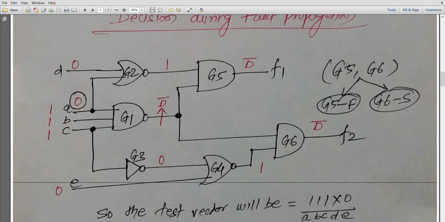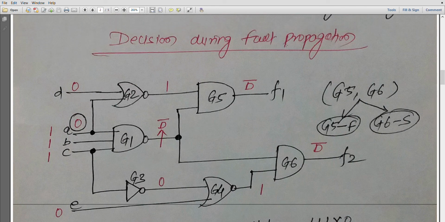So we tested for G5 and G6, and we found that G5 is the failure case. It is not giving me the correct logic for propagation, and G6 is the case of success. S here is succeeded or success, and by going through this path, we can propagate the D bar towards the output F2. So this particular thing is nothing but decision during the fault propagation.